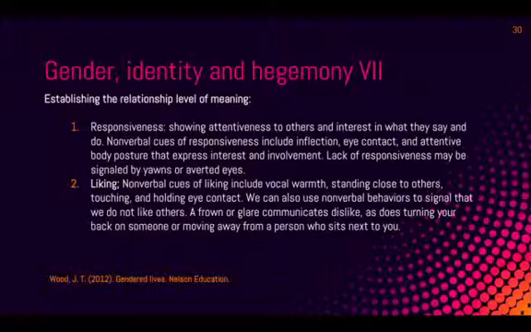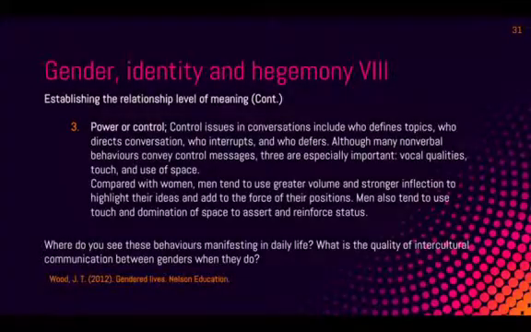Liking. Non-verbal cues of liking include vocal warmth, standing close to others, touching and holding eye contact. We also use non-verbal behaviours to signal that we do not like others. Frown or glare communicates dislike, as does turning your back on someone or moving away from the person who sits next to you. So if you've started the Transformers conversation and you're not getting anywhere, and she walks away from you, I think you know that's a bust. So move on and talk about something else.